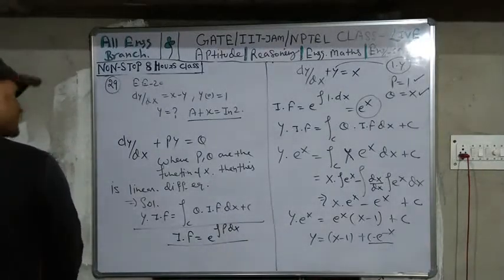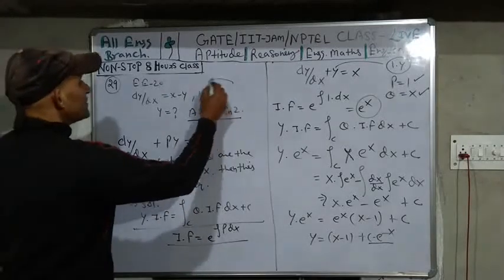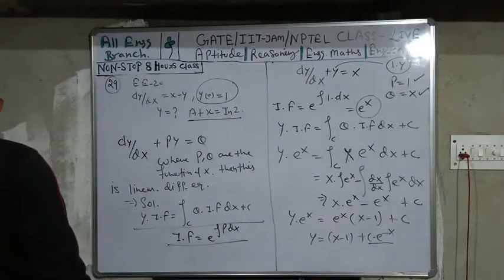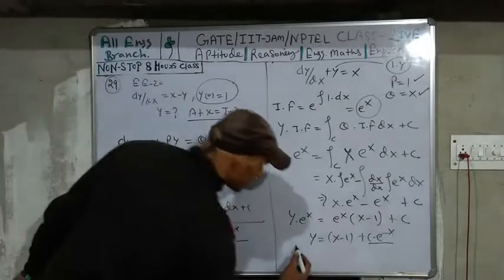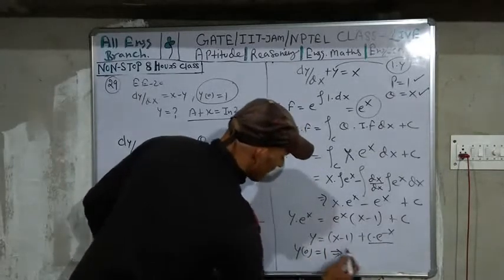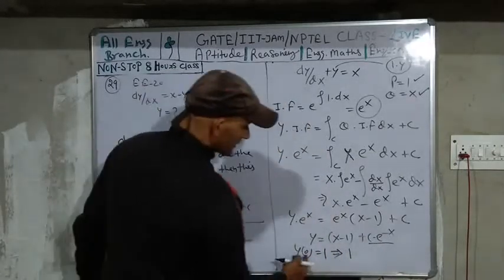Now what have they given us? y(0) = 1. If you write y(0), it means x = 0, then y = 1. So y = 1 at x = 0.